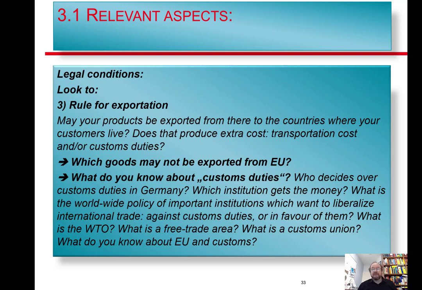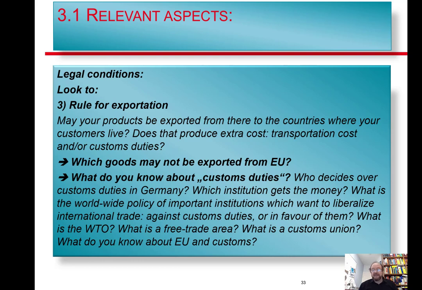For example, this is often the case when you produce goods which could also be used for military purposes. There are several countries where you are not allowed to deliver these goods from, because otherwise you would get problems with your home state. You are giving away military useful technology to potential enemy states. That is not done. Customs duties, naturally, are a problem.